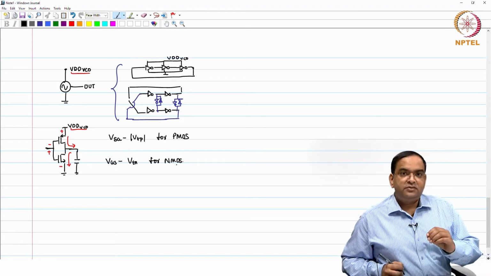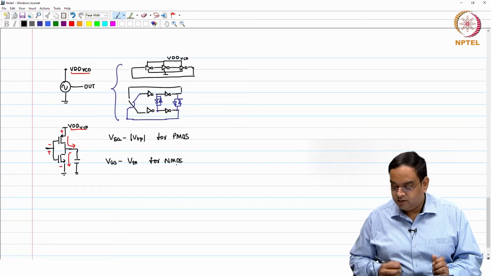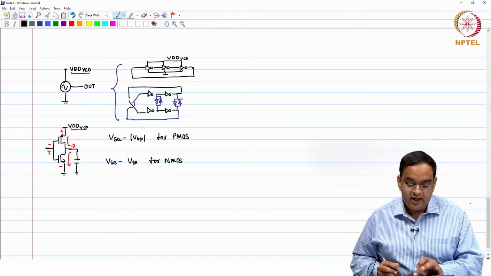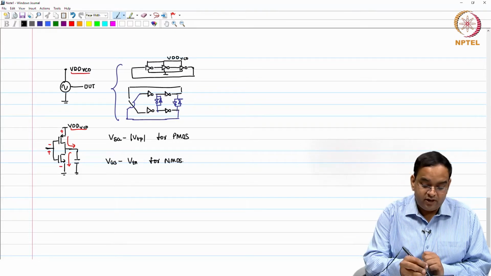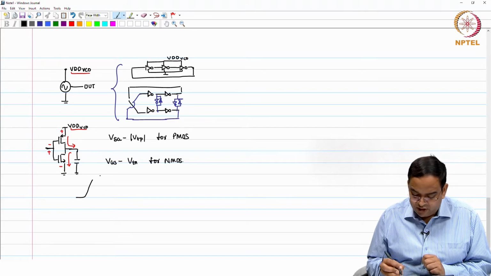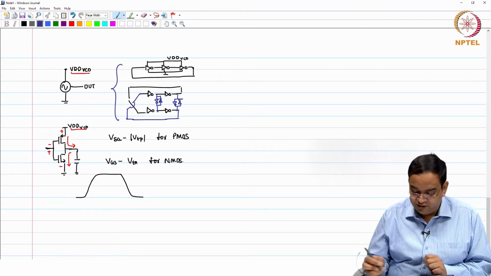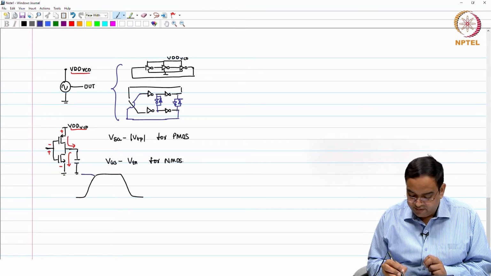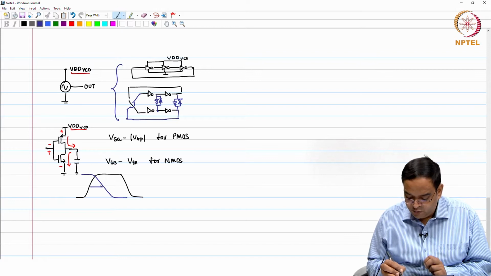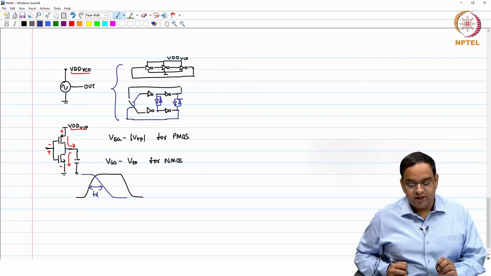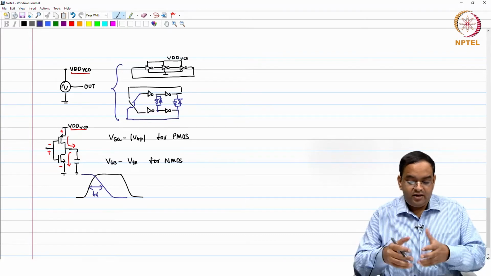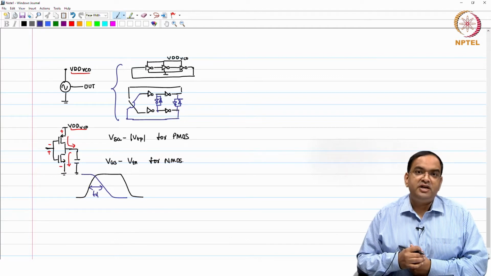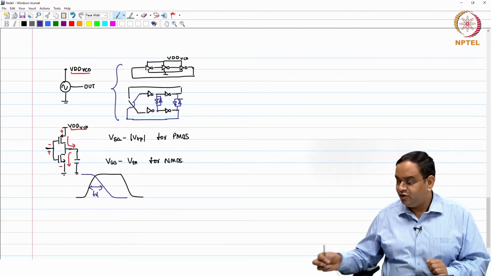So, this is valid: if you vary the supply of the inverter, you are going to vary the delay of the inverter. And what delay are we talking about? We are talking about midpoint to midpoint, the zero crossing point. So, if I give this input and the output, this is the delay which we are talking about. So, we know that if we vary VDD VCO, we can control the frequency of the oscillator.